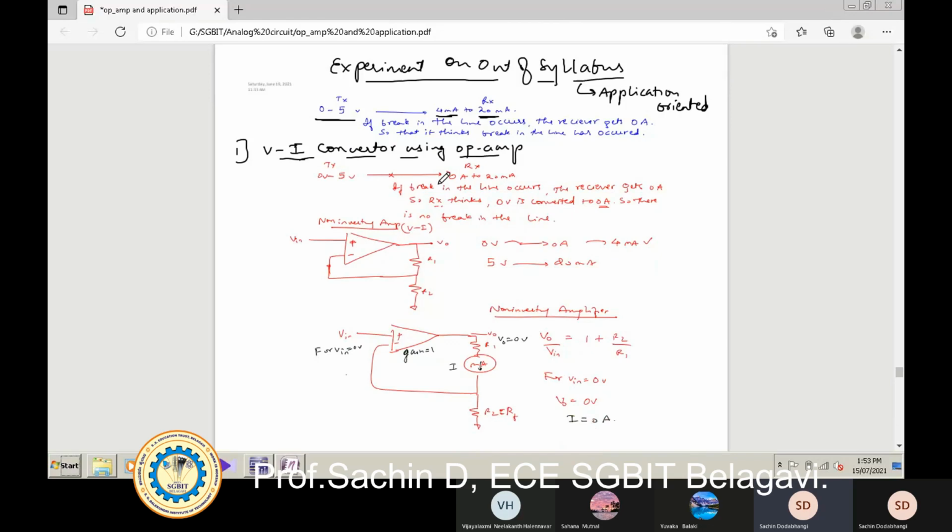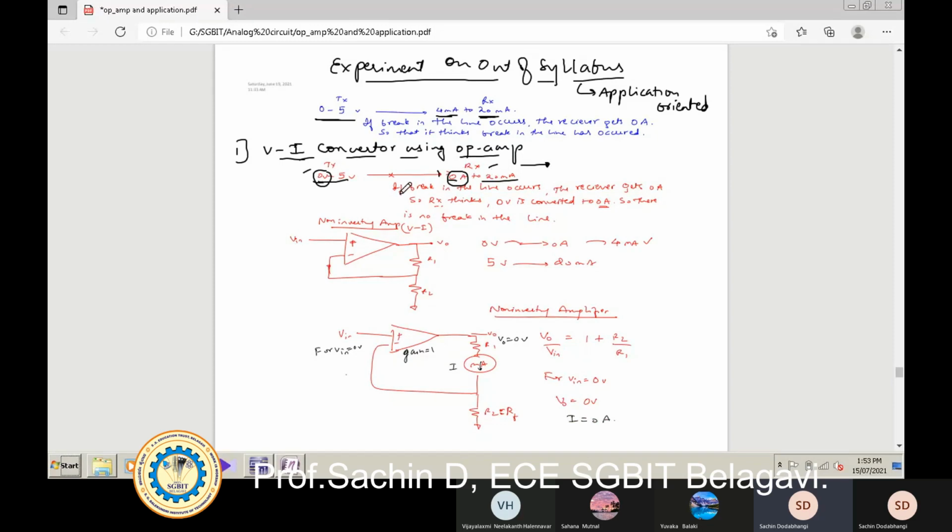Why not 0? See, if I take 0 volt to 5 volt, and the output current is 0 ampere to 20 milliampere, then suppose this is my transmitter, and this is my receiver. At the input side, there is a TX, that is transmitter. RX is my receiver. At the transmitter side, if I am supplying 0 volt, and at the receiver side it is receiving 0 ampere, then the person who is receiving this 0 ampere thinks that the transmitter is sending 0 volt, that's why I am receiving 0 ampere.